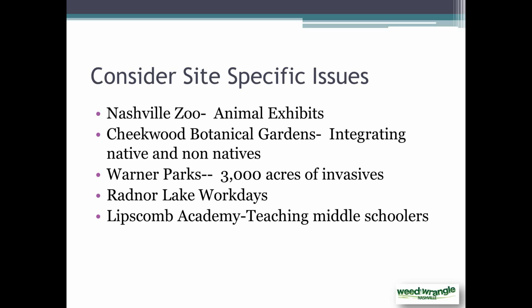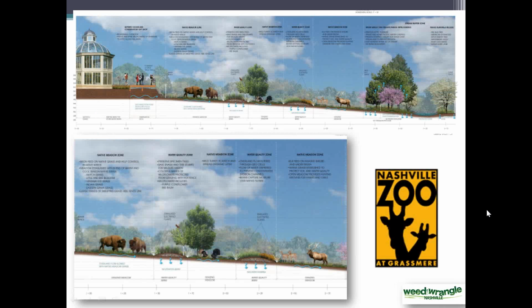We're out on the site. This is going to be coming up on Saturday. We really wanted to consider while we're doing the planning, what are the site-specific issues? Nashville Zoo has animal exhibits. The botanical gardens obviously has the native and the non-natives there, and how are we going to work that out? How are we going to teach the public and try to have a unified effort here? Warner Parks, which is just a beautiful park, but it has 3,000 acres, and there's a lot of invasives in this park. Radnor Lake is different. They have work days all the time, so how are we going to integrate that? So going site by site, we had to decide what's the best way to do this.